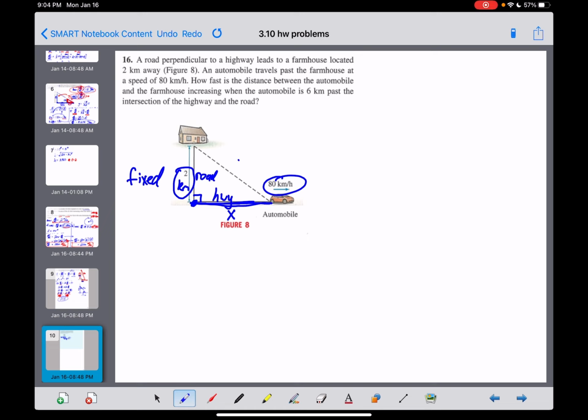Now, beyond that, D, which I'm going to call this right here, is representing the absolute distance between the automobile and the farmhouse, and that's growing as well. So the derivative that we were given in this problem is that 80 kilometers per hour. That is how quickly x down here on the bottom is growing. So the derivative of x with respect to t is 80 kilometers per hour. Should it be positive or negative? Since the automobile is moving away from the farmhouse, x is growing, so its derivative should be positive.